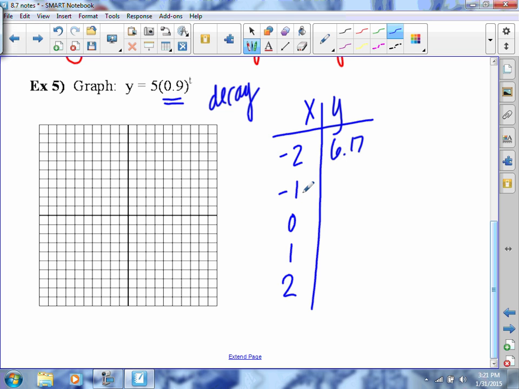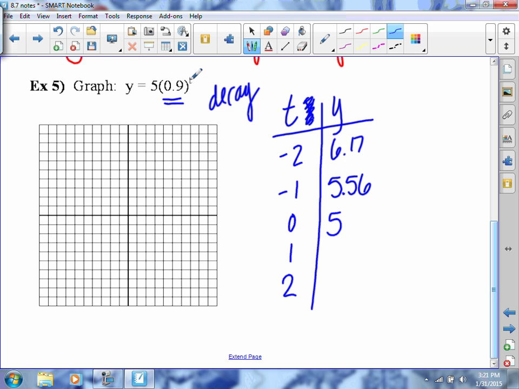For the -1, when x is -1, or whoops, technically it's a t in our function. So when t is -1, we'll have 0.9 to the -1, get an answer, then multiply it by 5, you get 5.56. Now for 0, remember anything to a power of 0 is 1, so 0.9 to the 0 is 1, times 5 is 5. Notice that our numbers are going down here, so that's good. That means that it's representing a decay function.